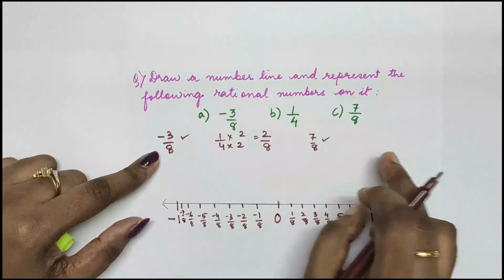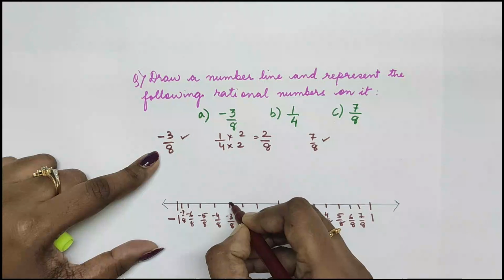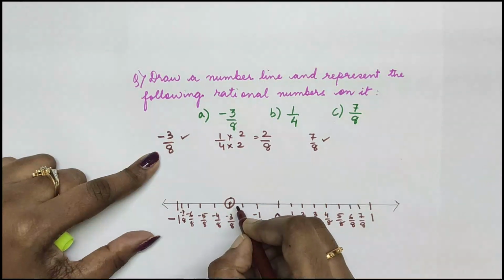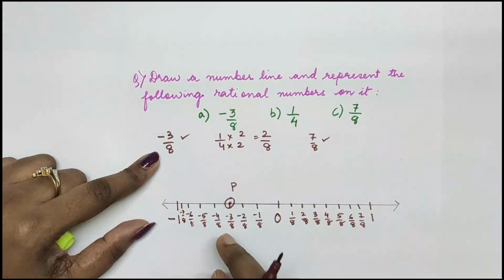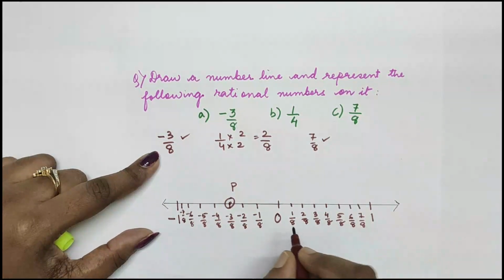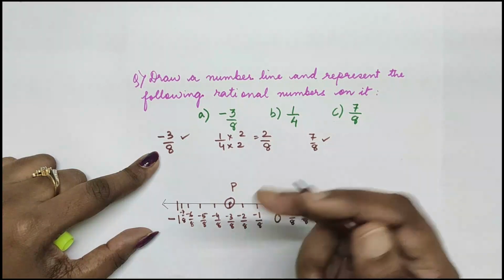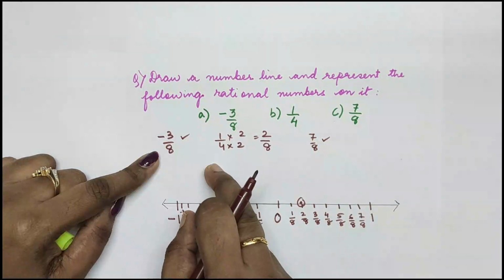Now I have to represent minus 3 by 8. So you can see where minus 3 by 8 is. Just put a dot over it. You can also name the points here, like I call it P, suppose. And then 2 by 8. 2 by 8 is here, because that was 1 by 4. The standard form was 1 by 4.